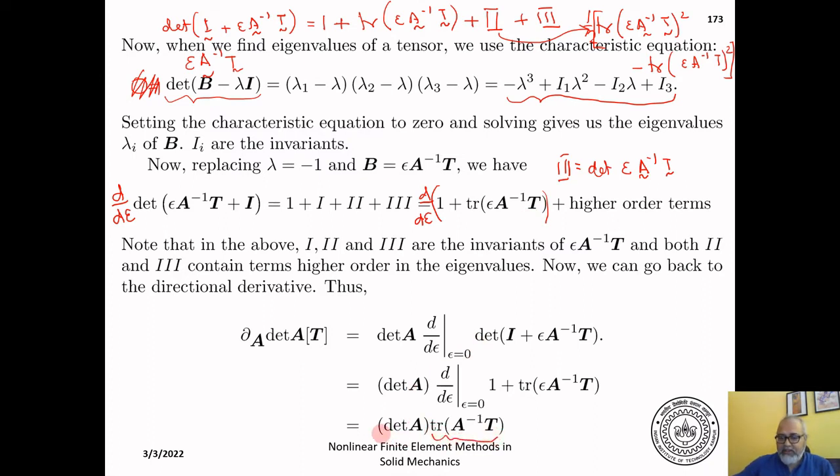And we had this data earlier. So this is the result. This is the directional derivative of the determinant of a with respect to a in the direction of t. That's what this result says.